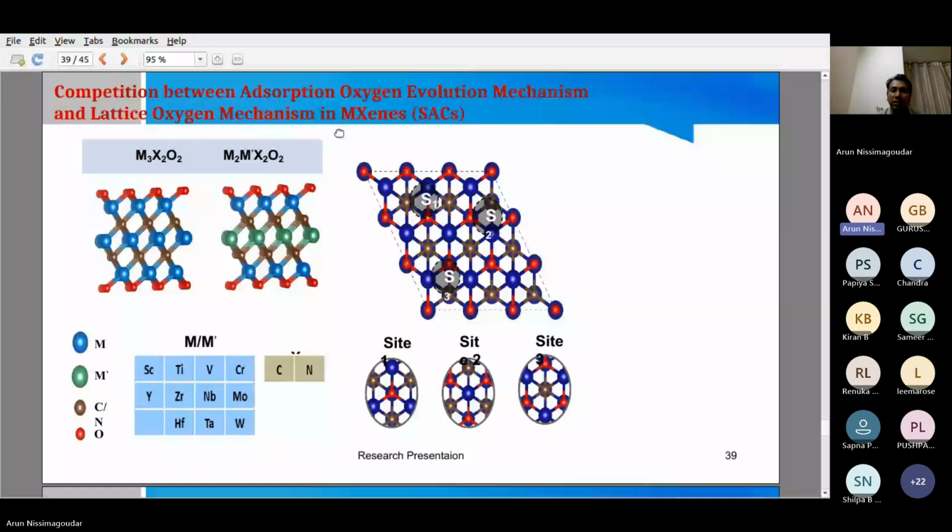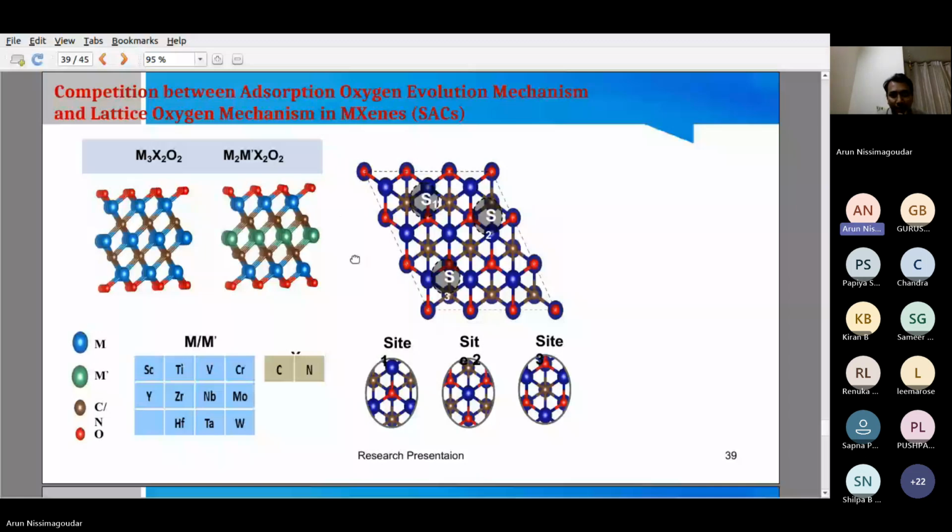That means whether these MXenes are good for the OER mechanism or not. So which of those 400 are better, which are not good, and whether we can improve their catalytic activity by a different approach. We try to find that out in this study.